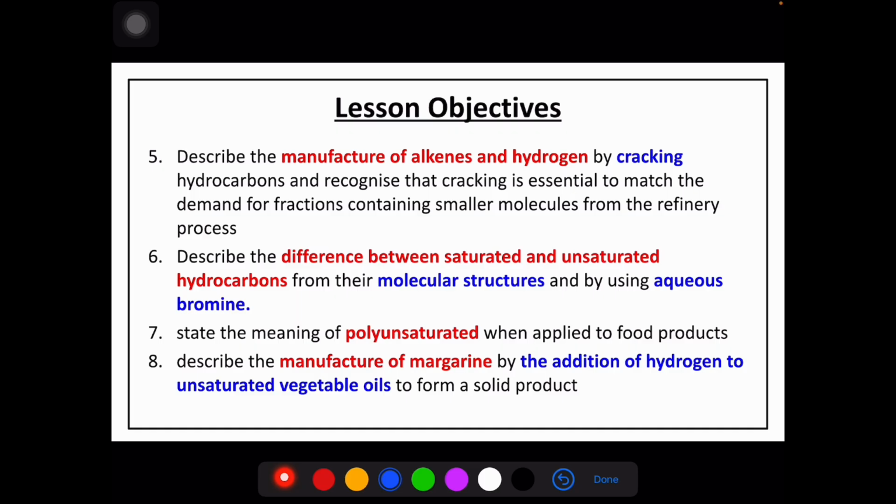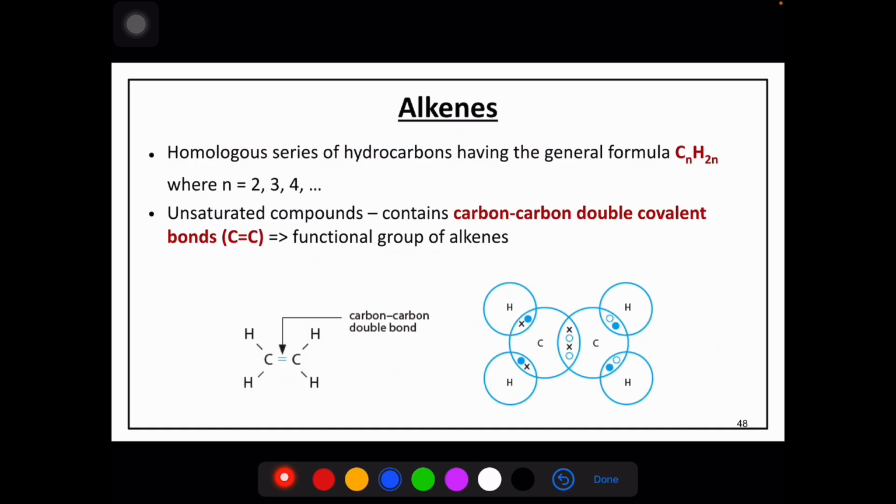Also, we'll talk a bit about the comparison between saturated and unsaturated hydrocarbons, basically alkane versus alkene, and we'll learn about this reaction using bromination to differentiate the two. And lastly, we'll end off with learning a bit more about polymers, but that will be covered in greater detail in the very last chapter of the year.